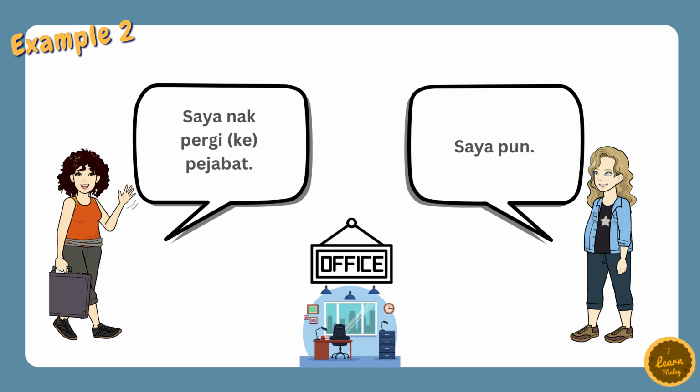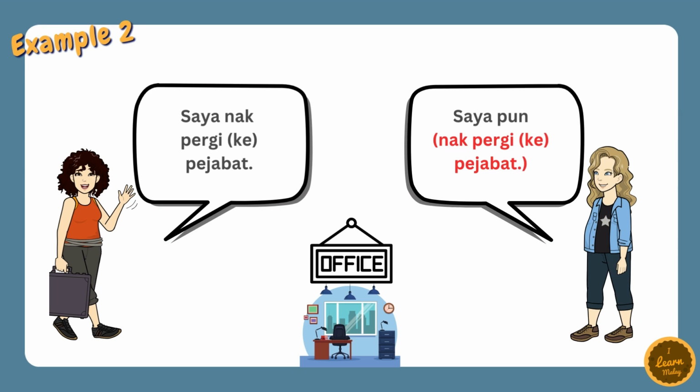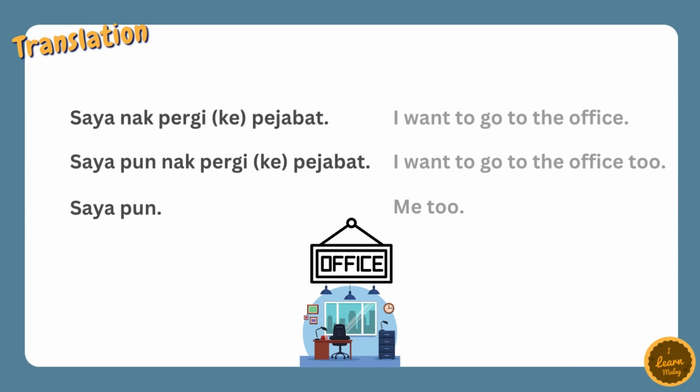And her colleague replies with, "Saya pun," which means me too. She also wants to go to the office. And just like the previous example, you could reply with a longer sentence. Saya pun nak pergi ke pejabat. Or by dropping the particle ke, saya pun nak pergi pejabat.